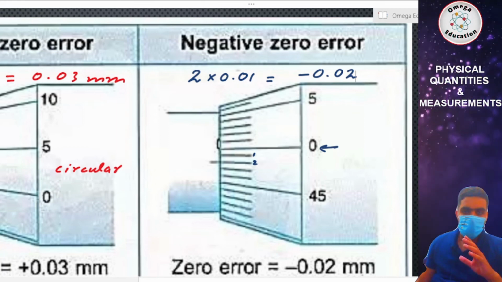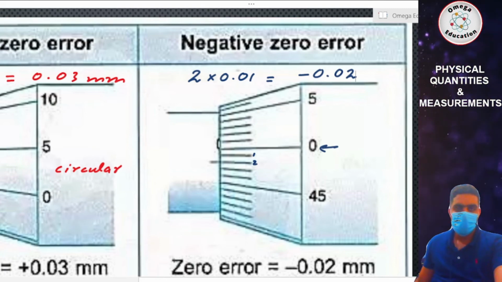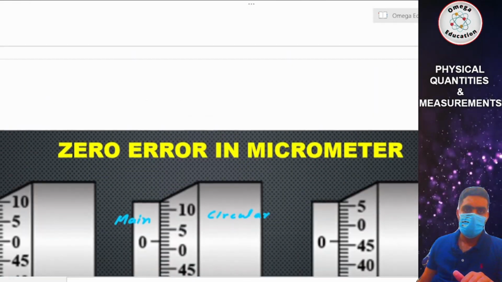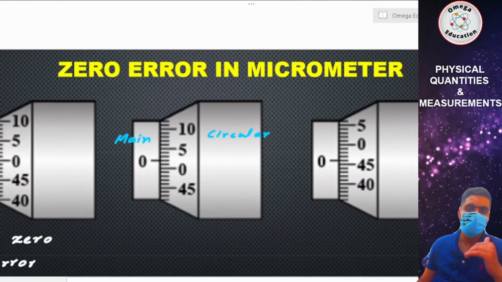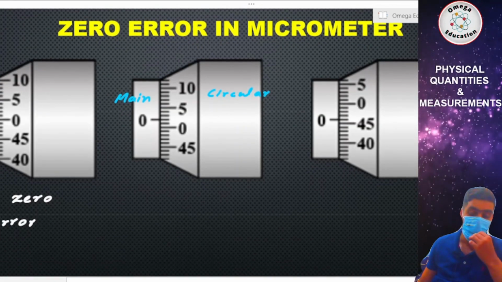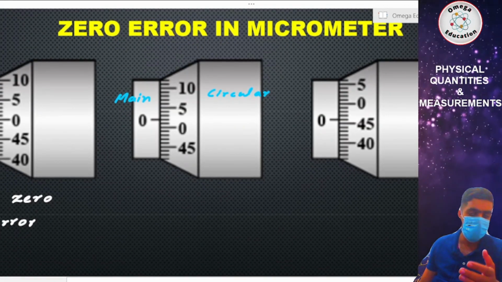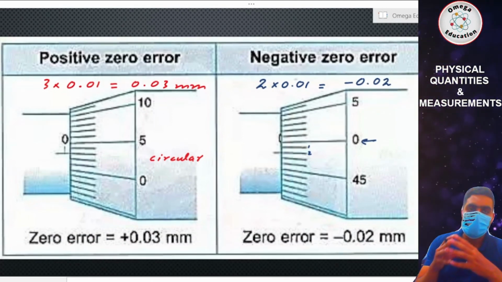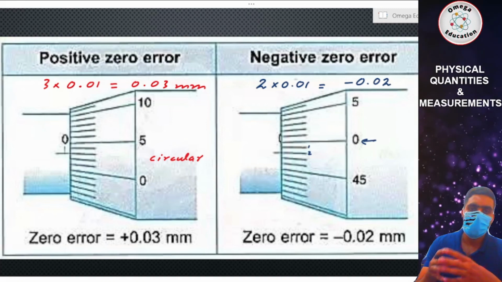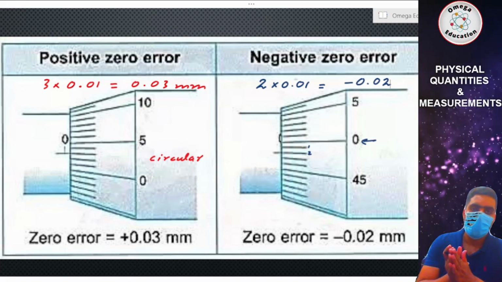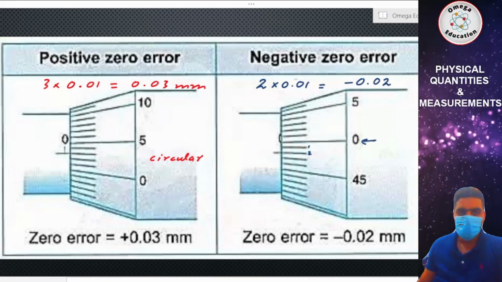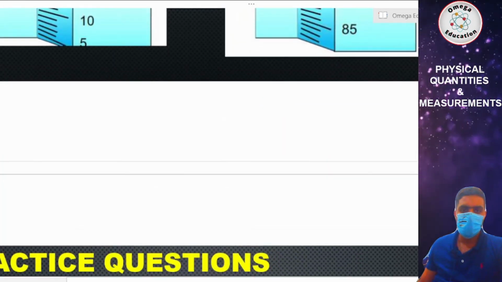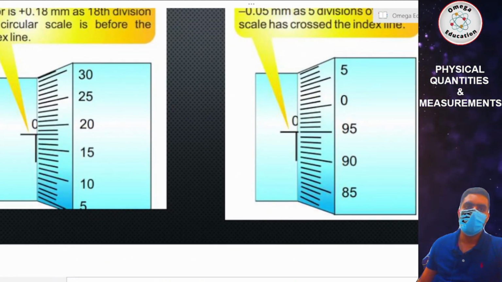Now we have learned first of all what the zero error is, then we saw what the two types of zero error in the micrometer are, and how we define zero error in the micrometer. And we learned to find the exact value of zero error in the micrometer, like how much zero error it is. Now the final thing is, how do we compensate for the zero error?